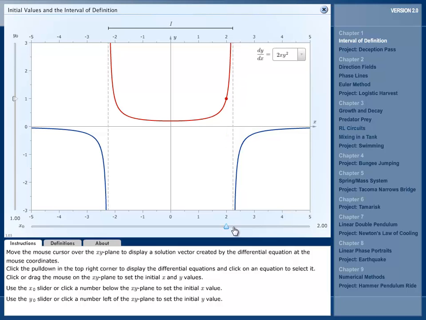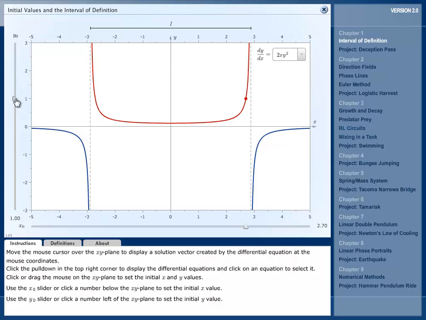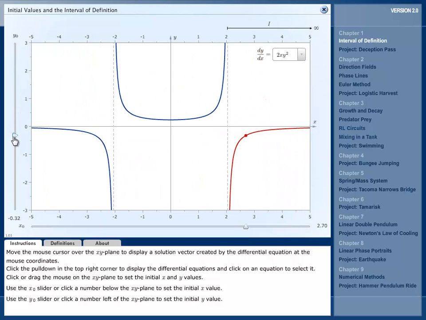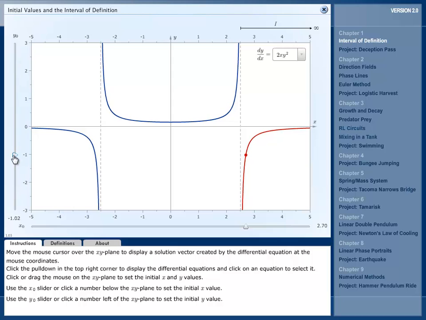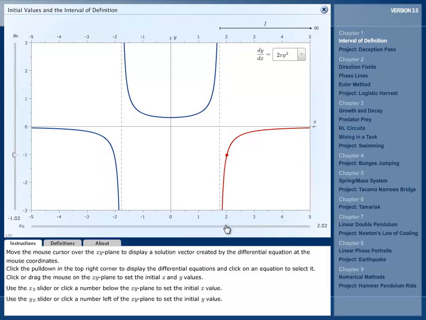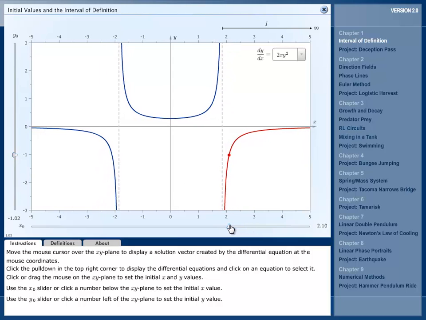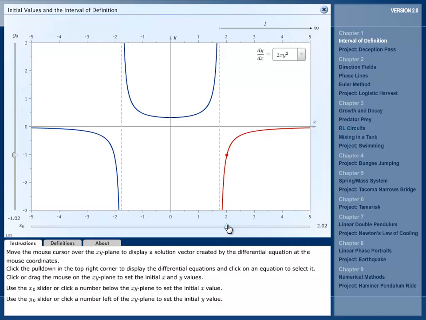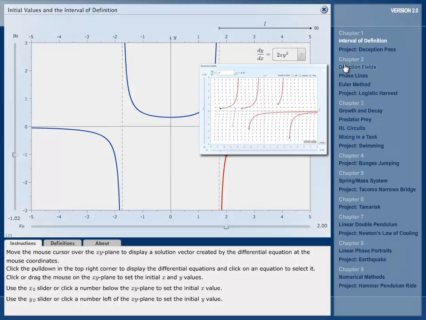On the other hand, if I were to move this point down here, let's put it back at 2. Initial condition y of 2 is equal to a negative 1. Then now the solution to the initial value problem is this curve in red, and the interval of definition is from this dotted line, roughly a little more than 1.5, maybe 1.75 roughly, up to positive infinity. That is your interval of definition.